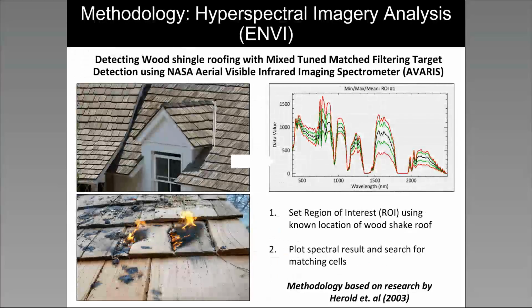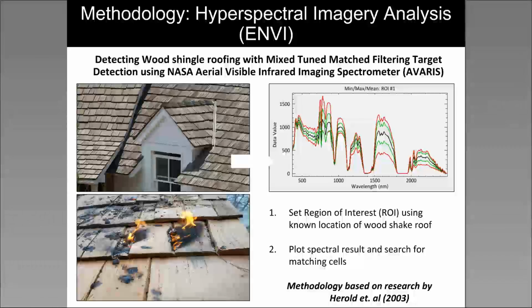So the next step of the study was to try and detect roof type, which is quite difficult with imagery, given the different kinds of roof types that are out there, and also the level of resolution that's necessary to detect that. So we used AVIRIS imagery, which is hyperspectral imagery, and software called ENVI. And basically, it's quite simple.